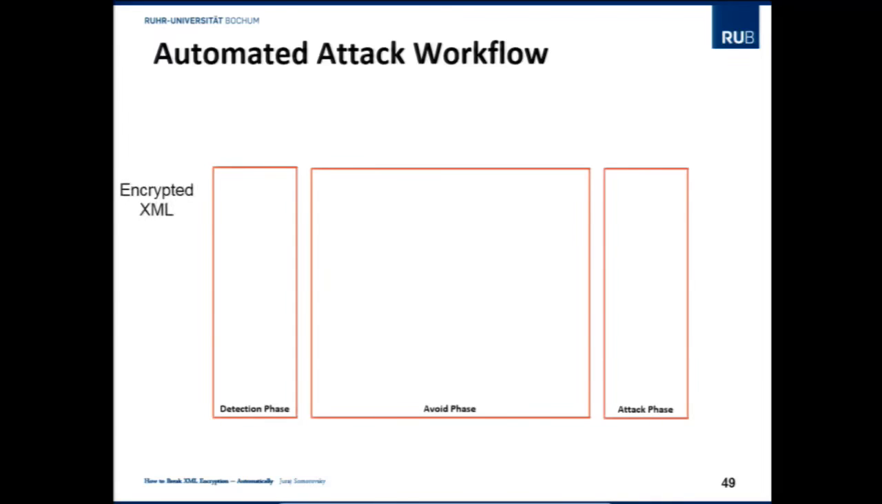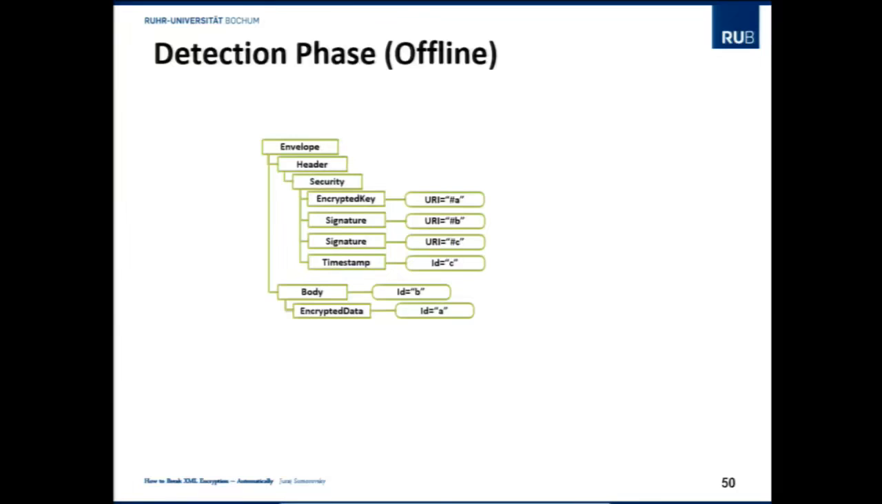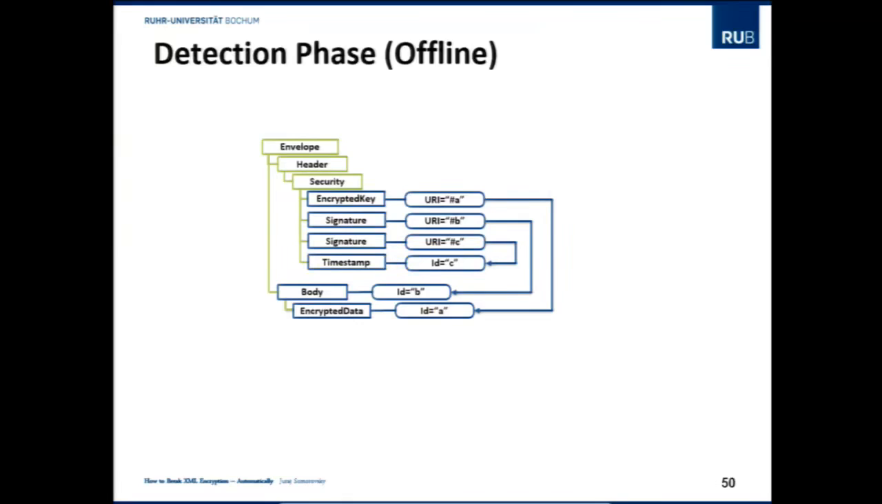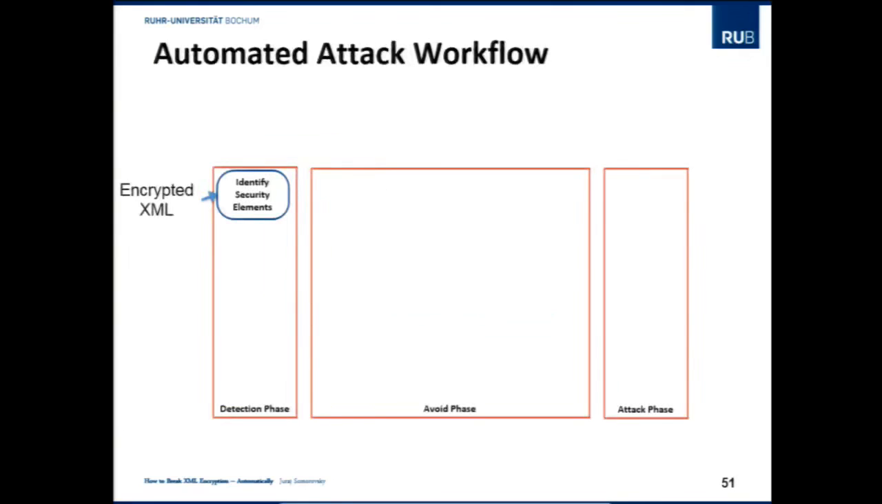The input encrypted XML file goes into the detection phase, where we have to identify the security elements. Imagine we have this message, and it has some security elements, and we analyze it: okay, there is an encrypted key element which is used with encrypted data. Then there are 2 signature elements. The first signature element protects the body element, and the second signature element protects the timestamp. This is the first phase in the analysis. This is done offline.